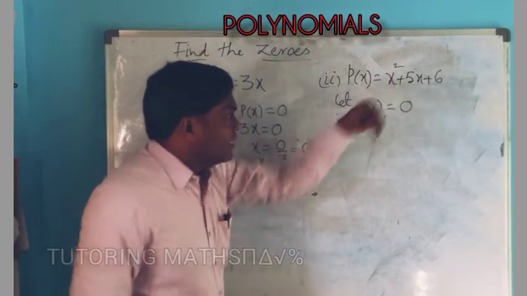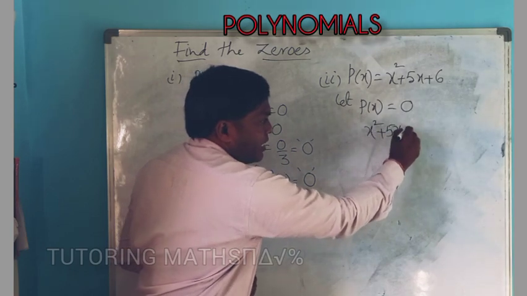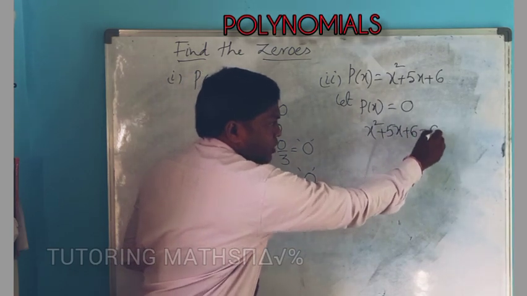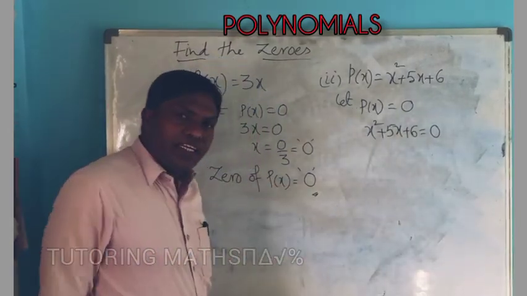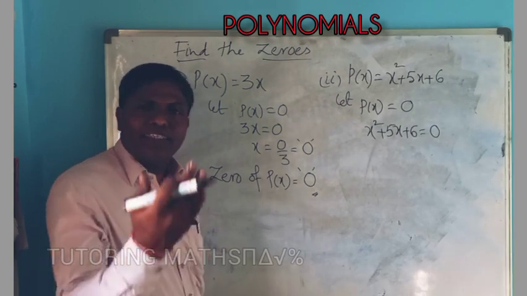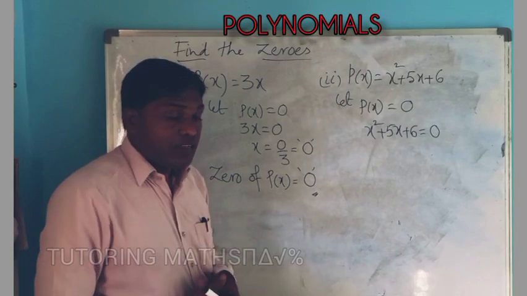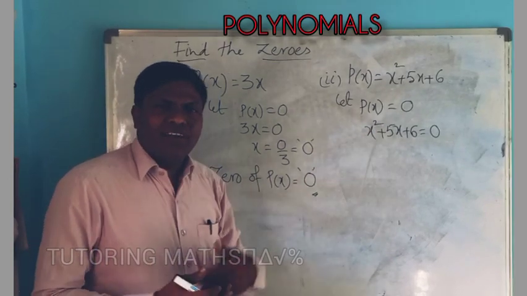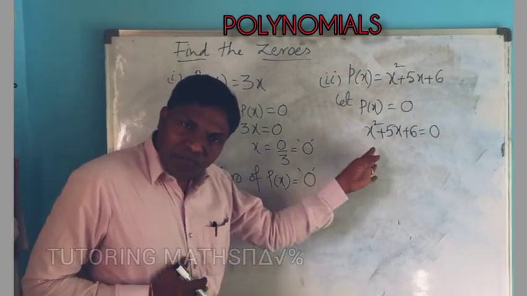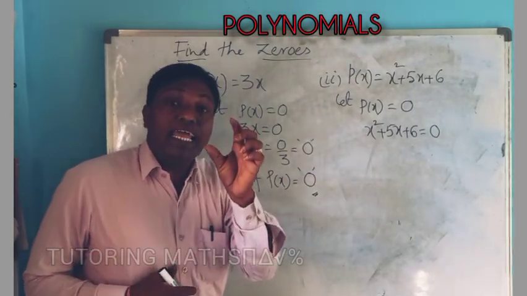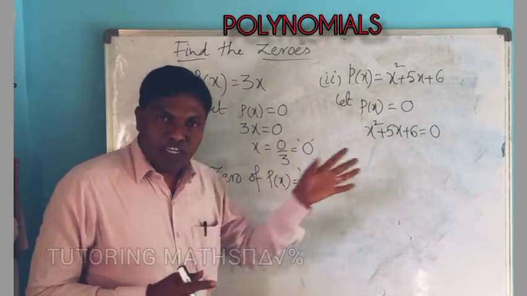In the same manner, let us equate the given polynomial x square plus 5x plus 6 to 0. Now it is a quadratic polynomial. I think you have learnt in your previous class, 9th standard, how to factorize a quadratic equation. Let us simplify this quadratic equation to find the x values. Those x values are called the 0s of the polynomial.